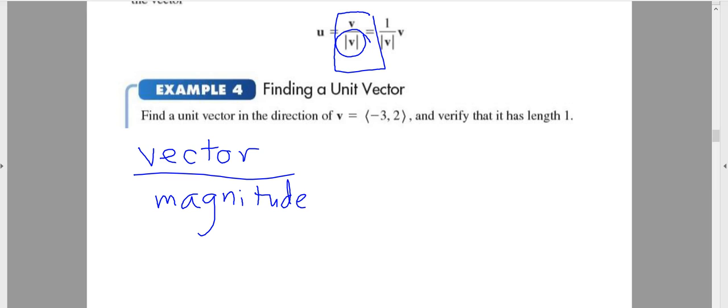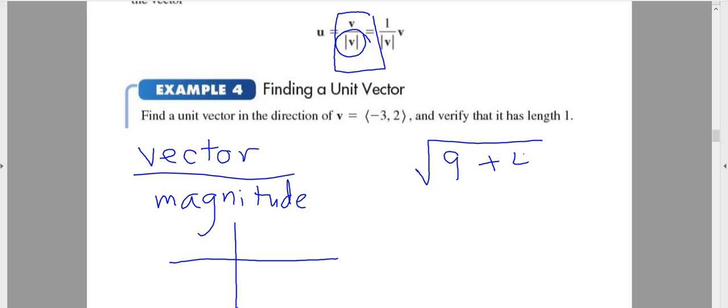All right. So what is the magnitude of negative 3, 2? That would be 6 plus... No, wait a second. No, it's 9. Ah, yes. 3 squared is 9 plus 4. So we have the square root of 13, right? Yes, and that just states how it is.